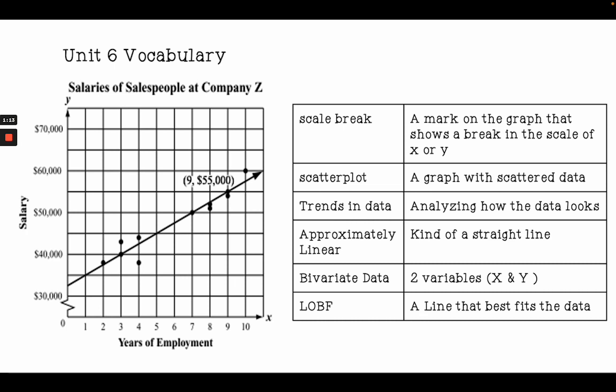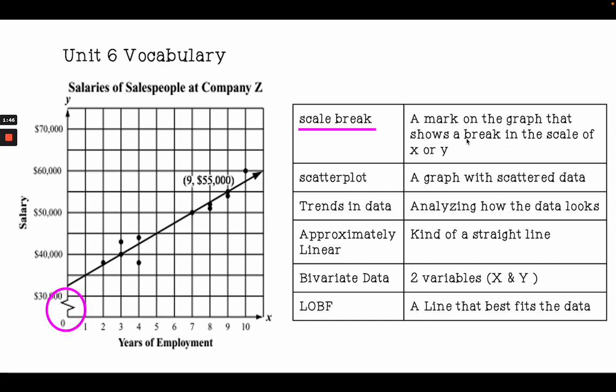So our first word is scale break. Take one of your highlighters, highlight the word scale break, and here is the definition. A mark on the graph that shows a break in the scale of X or Y. So first off, here's the mark. It looks like an arrow pointing both up and down, kind of like the symbol of a heartbeat. And it shows a break in the scale.